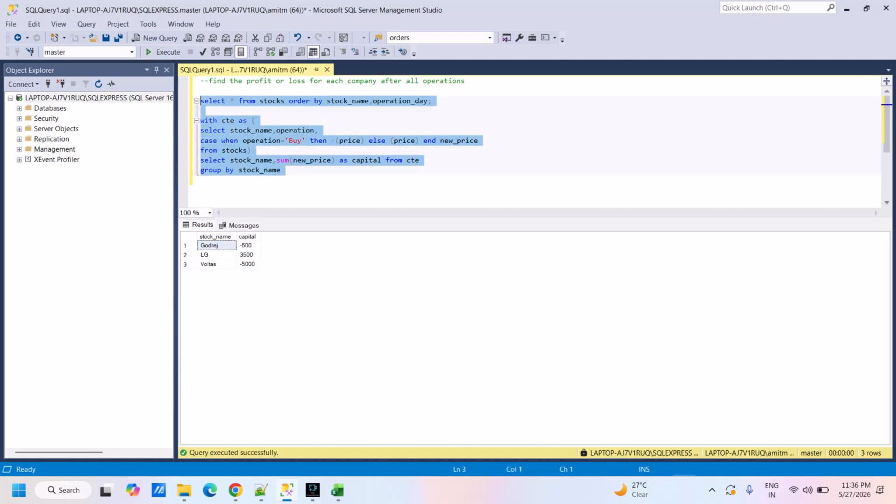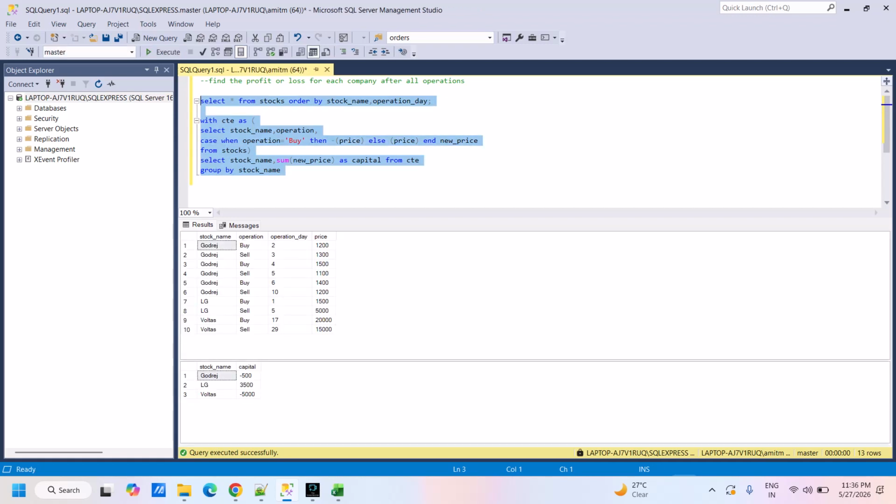Let me just show you the source table also. If we take this example of LG, we bought at 1500, we sold at 5000, so our net profit is 3500. Similarly for Voltas, we bought at 20,000, sold at 15,000, so a loss of 5,000. And similarly if we add and subtract these values, we will get this answer of minus 500. So we got the final answer whether we made profit or loss.